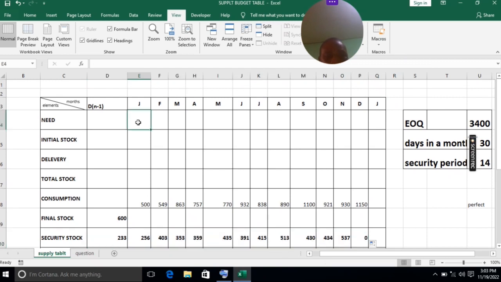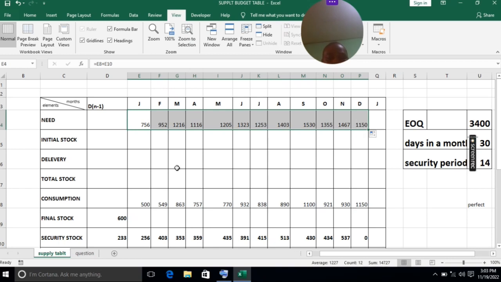We said needs is equal to consumption for the month plus security stock for the month. So need in January will be 500 plus 256. Press enter, then you can still copy this formula to the right. It's going to give us all the needs.